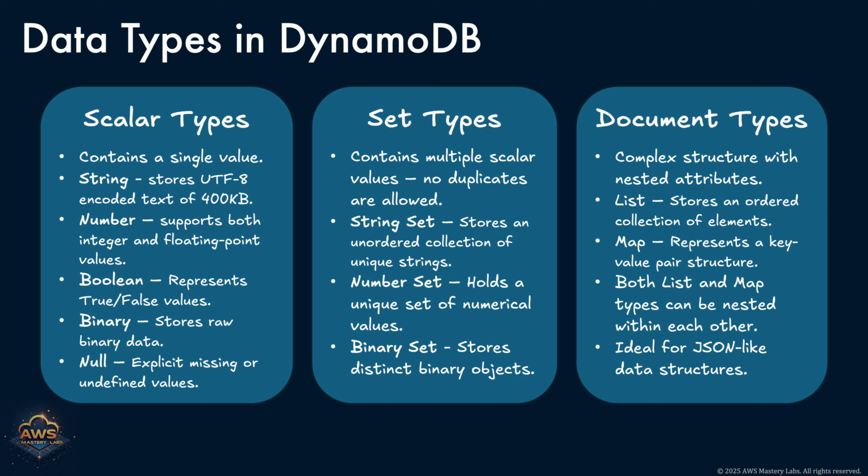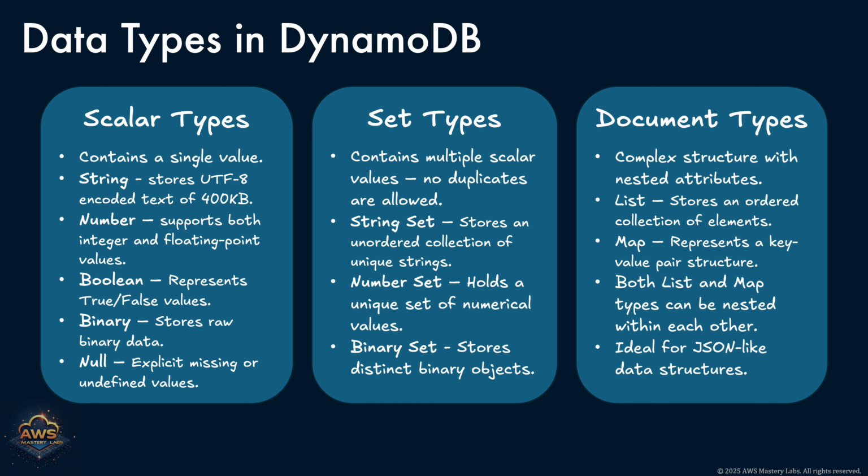Map. The map type functions like a dictionary or JSON object, storing key value pairs where the keys are strings and the values can be any valid DynamoDB data type, including other maps or lists. This makes it incredibly powerful for capturing structured metadata, configuration settings, user profiles, or any data that varies in structure across items. One of the most powerful features of document types is that they can be arbitrarily nested. A map can contain lists, which in turn contain maps, and so on. This mirrors the structure of JSON, allowing applications to serialize and deserialize complex objects easily.